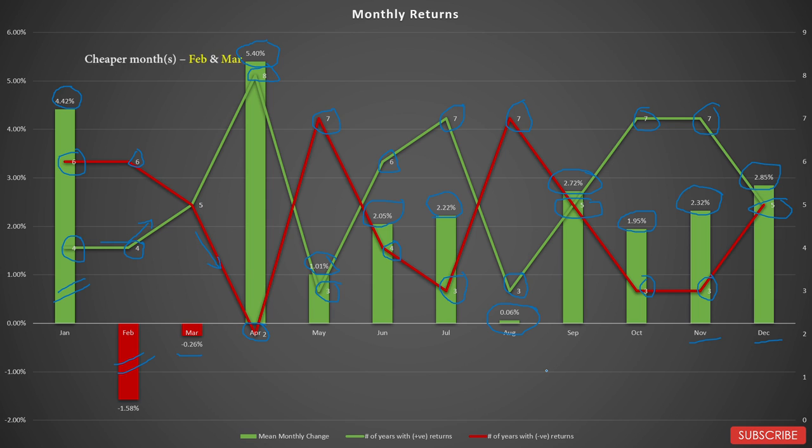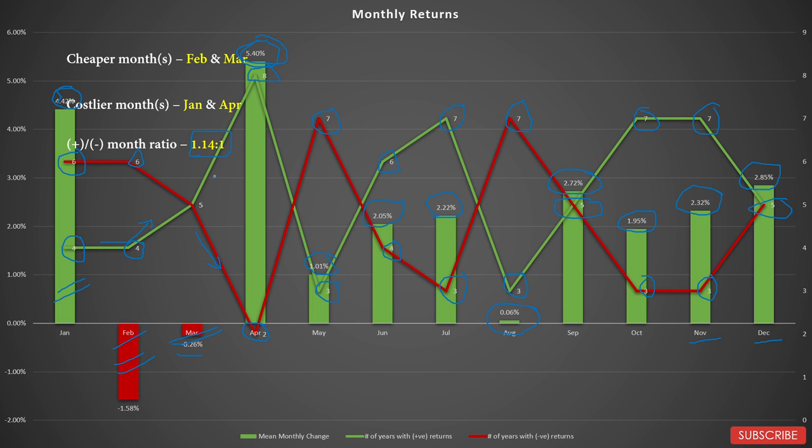So let's see the takeaways. First, the cheaper months, clearly February and March. Costlier months, January with 4.42% returns, and of course April with 5.4%. The best month by far for this sector is April. And the positive to negative month ratio is 1.14 to 1. Now this ratio is not very good.